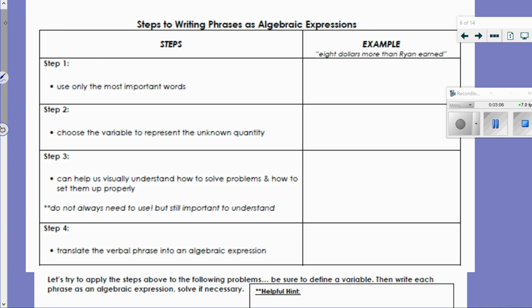So if I have a statement, $8 more than Ryan earned, what are the most important words in there? Alyssa? More than? Any other important words? Remember, I need numbers and variables in an expression, right? $8. So I now see an operation. I see one number. What would be the other thing that I need?